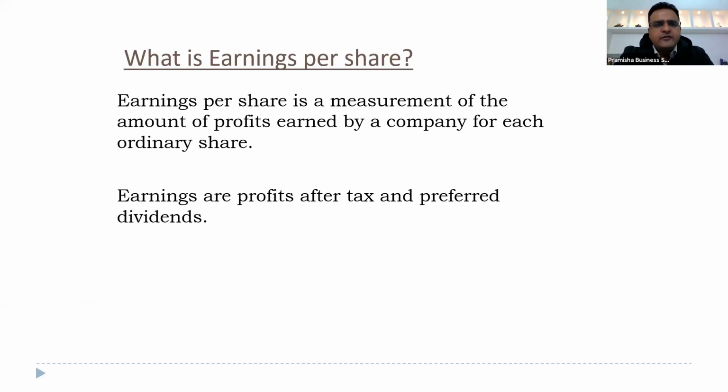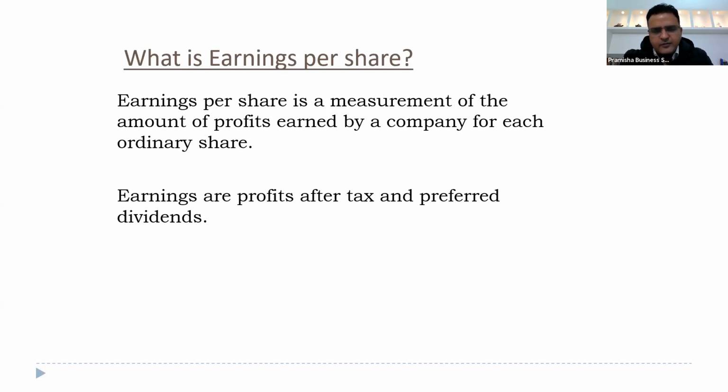So EPS is a measurement of the amount of profit which is owned by ordinary shareholders, and it is after tax and preferred dividends. That is, after we have paid to the government our tax liability, and after we have paid to the preference shareholders their dividend, whatever is remaining is the earning belonging to the ordinary shareholders. We divide it by the weighted average number of shares outstanding at the end of the year, because these are the people who can claim on the earnings.